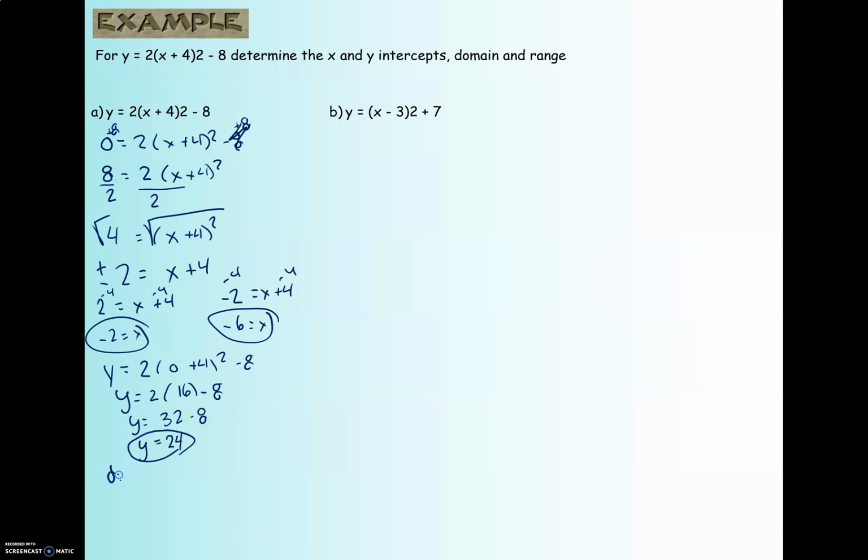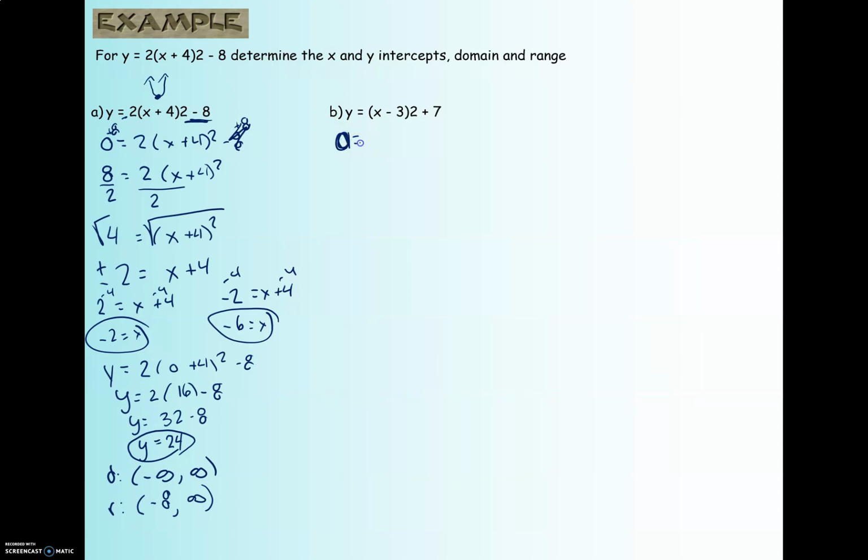Domain and range. Domain, always negative infinity to infinity. Our range, when it's in equation form, is maybe a bit harder to find, but if you do remember, we have to see if our graph is opening up or down. This one's opening up, so we have a min, and that y value is at -8. So our minimum is at -8, and this graph would go to infinity. There's our first example.